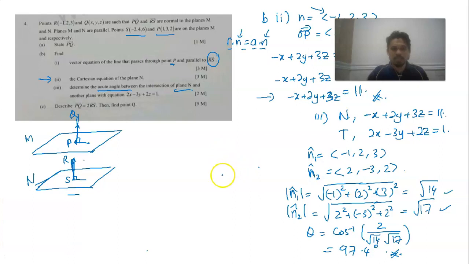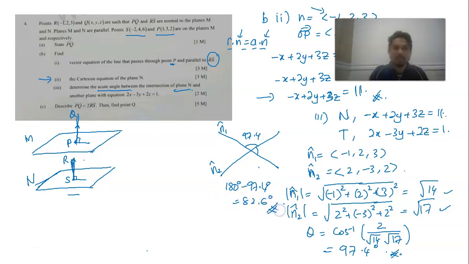Just imagine that there is a normal line of N1 and N2 here. The normals of these two planes intersect at this point, and this angle here is 97.4, which is greater than 90 degrees. So we are going to look at the other side of the angle, which means 180 minus 97.4 degrees, and this gives you 82.6 degrees, because an acute angle is an angle that lies between 0 and 90 degrees. That is the meaning of acute angle.